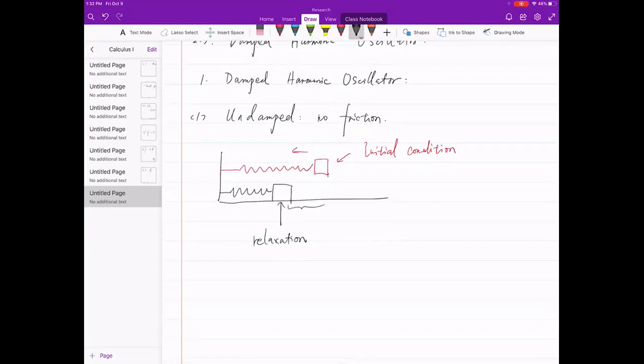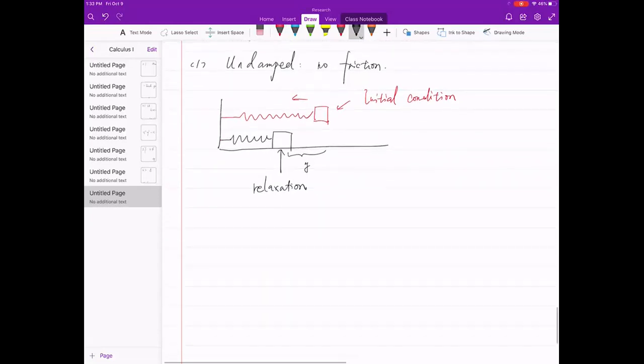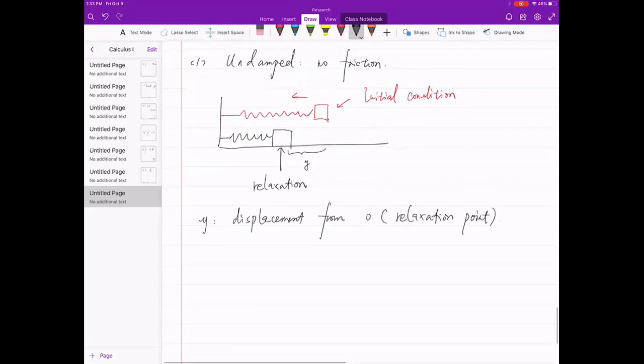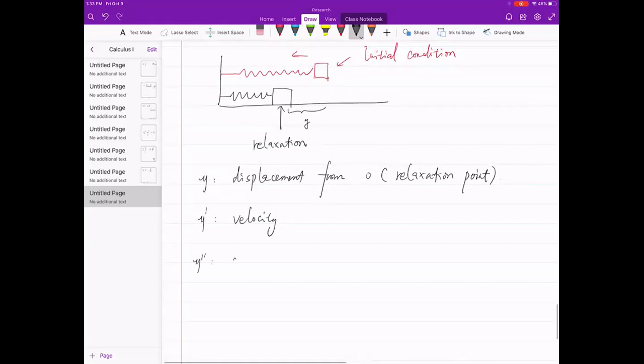Now we call this x. Did the book use x or y? The book used y, so we call this y. So we can say y stands for the displacement from 0, which is the relaxation point. y' is going to give you the velocity of the oscillation. And of course, y'' should give you the acceleration.